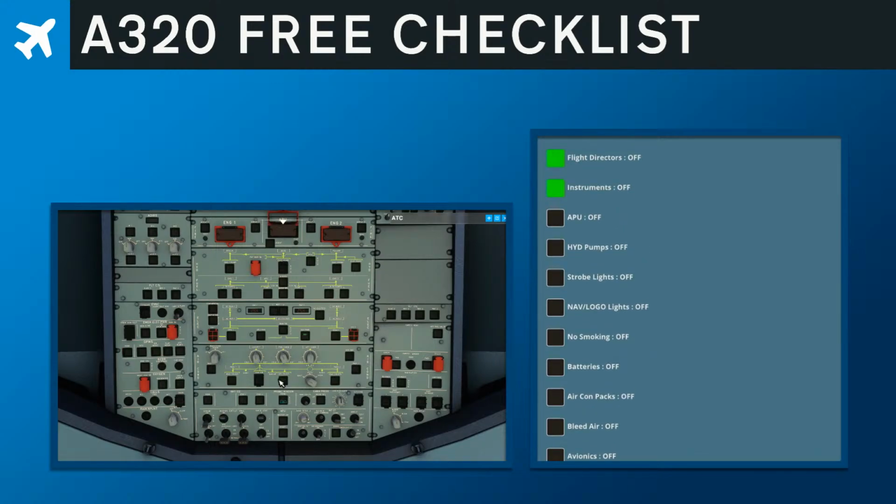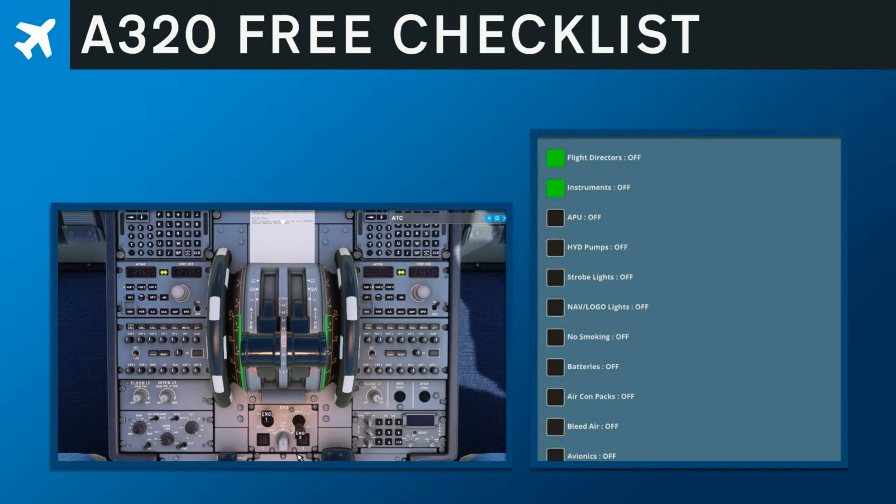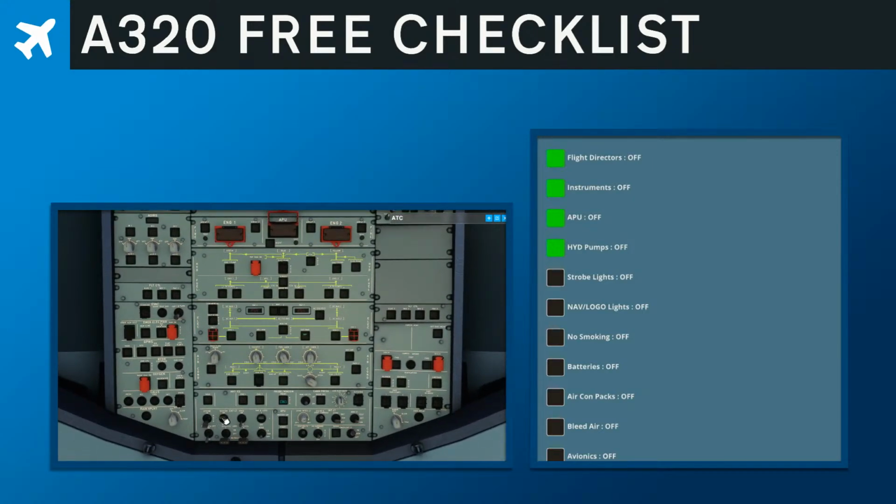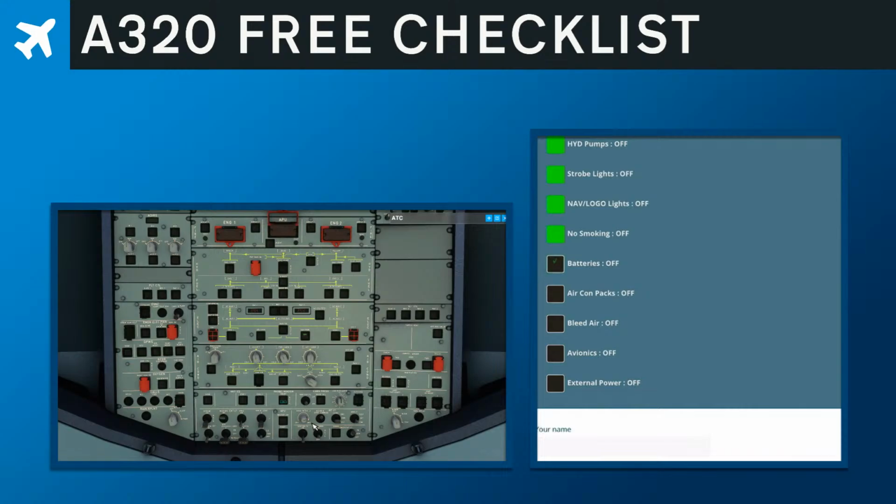Yeah, so we're missing the bit about shutting down those engines. It's APU off, hydro pumps are off, strobe lights are off, nav logo lights are off, seat belts and no smoking, air compacts are off, APU bleed is off, and avionics are off.